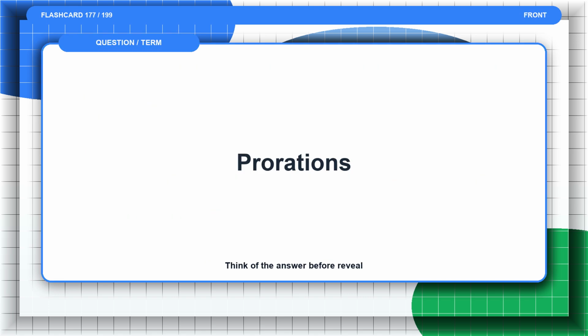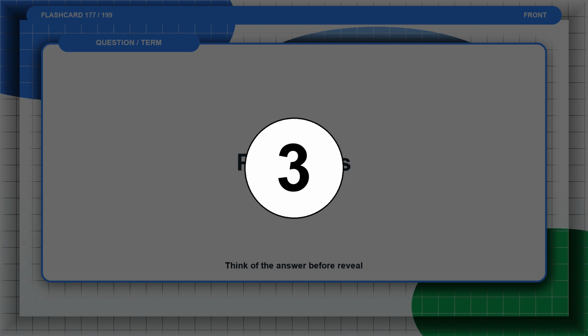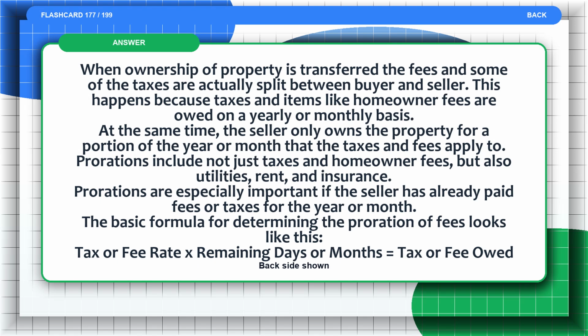Flashcard 177. Prorations. Pause and think of the answer before the reveal. The answer is, when ownership of property is transferred, the fees and some of the taxes are actually split between buyer and seller. This happens because taxes and items like homeowner fees are owed on a yearly or monthly basis. At the same time, the seller only owns the property for a portion of the year or month that the taxes and fees apply to.